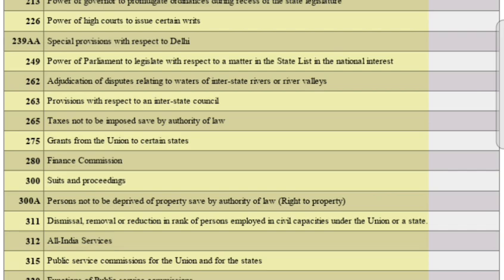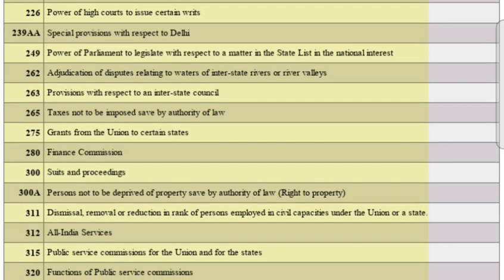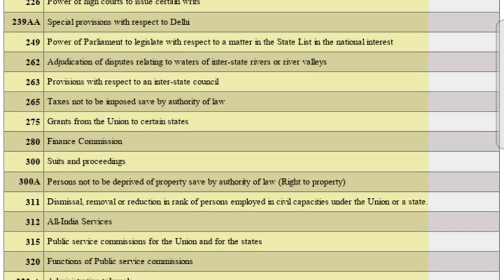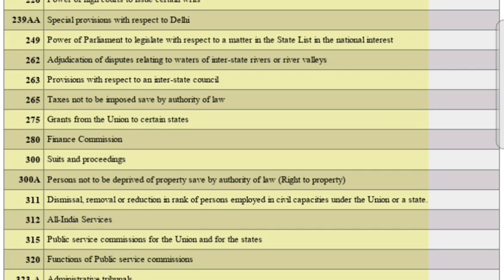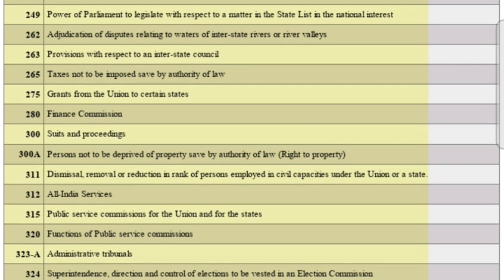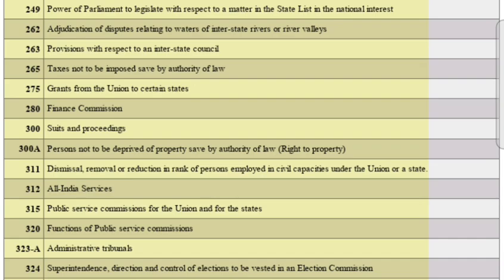249 Power of Parliament to legislate with respect to a matter in the state list in the national interest. 262 Adjudication of disputes relating to waters of interstate rivers or river valleys. 263 Provisions with respect to an interstate council. 265 Taxes not to be imposed save by authority of law. 275 Grants from the Union to certain states.